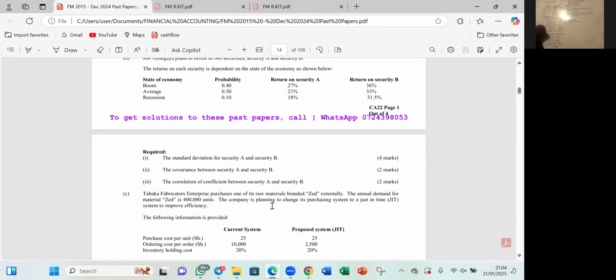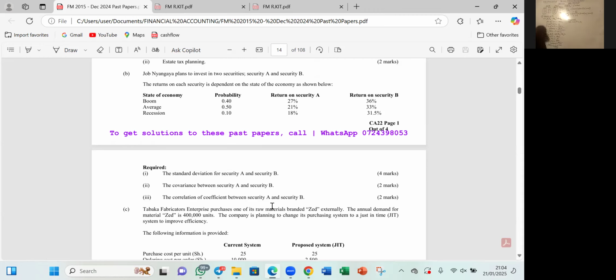The question says Job Nyangaya is going to invest into security A and B, and you have the probabilities for security A and security B. Required number 1, the standard deviation of security A and B, that one is okay. Number 2, the covariance of security A and B, you know how to calculate covariance. I have said that to compute covariance, the probability must be the same. So covariance of A and B. Remember, for example, you take the return of A minus the expected return of A, which is the summation.